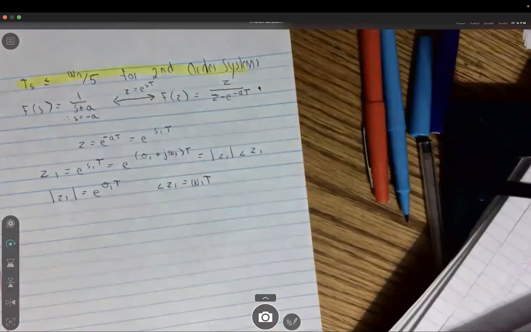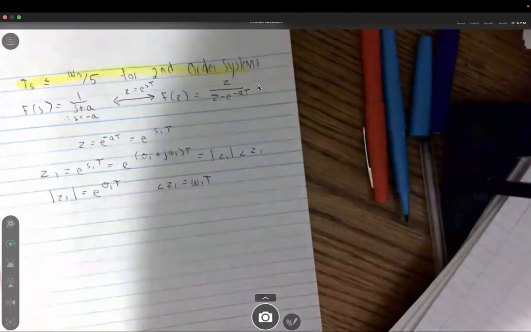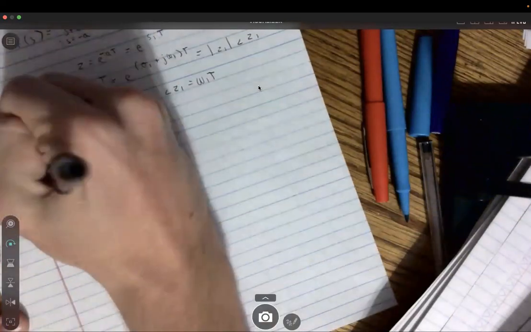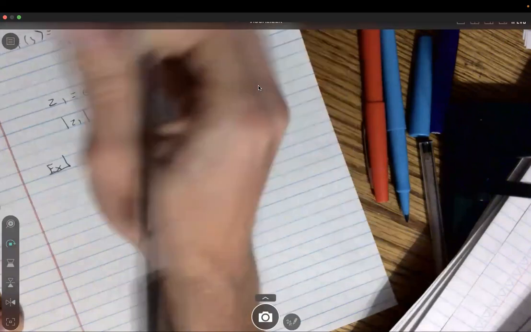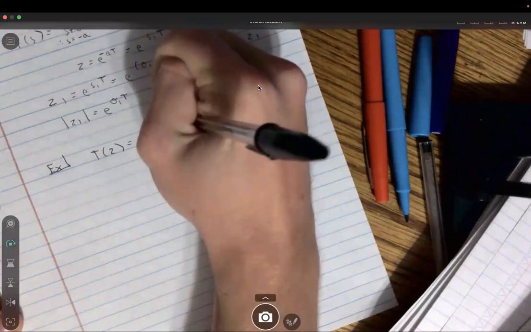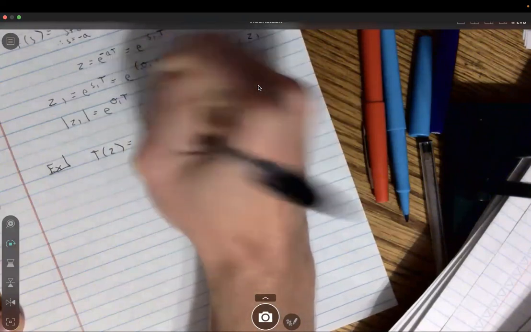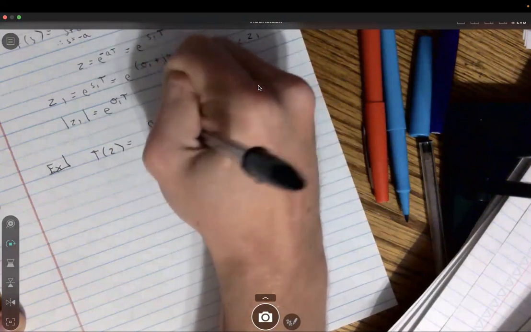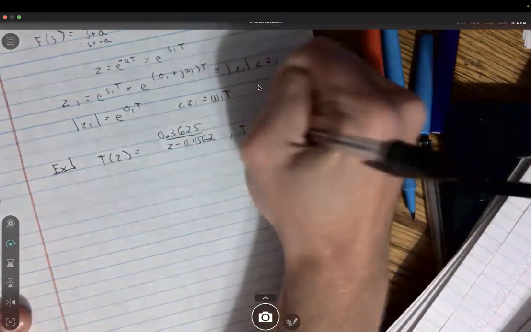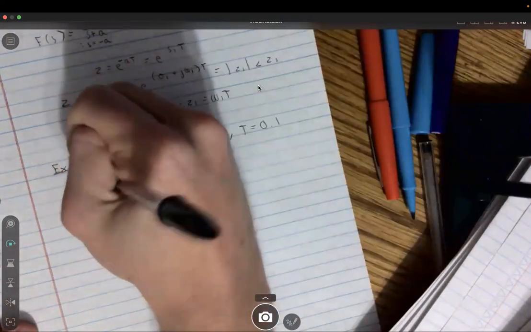And so this is going to be helpful because in terms of our system, let's say we have a first order system, which is given by the following transfer function, and we have to find the time constant of it. It's the same as the Z domain, for an example. We have the first order system T of Z is equal to 0.3625 all over Z minus 0.4562, and the sampling time T is going to equal 0.1. So they want to know, solve for tau.